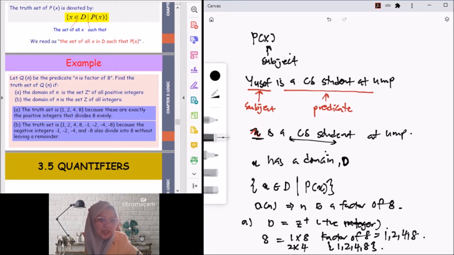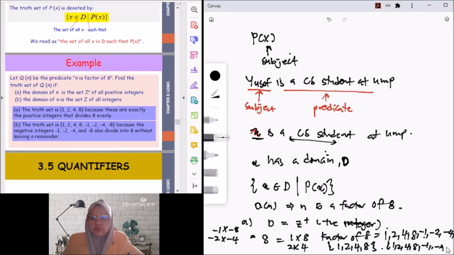For example B, the domain for n is the set of all integers. That means the factors of 8 can be negative also. Here, we have negative 1 times negative 8 equal to 8, and negative 2 times negative 4 also equal to 8. So the factors of 8 also include negative 1, negative 2, negative 4, and negative 8. So the true set for this Q(n) is 1, 2, 4, 8, negative 1, negative 2, negative 4, negative 8. So that is all about predicate.